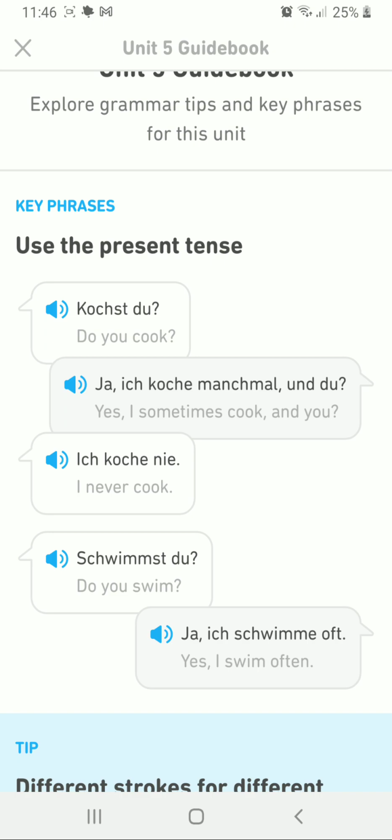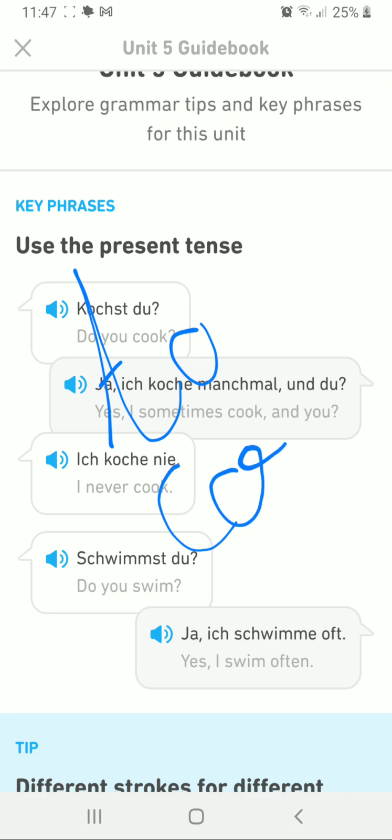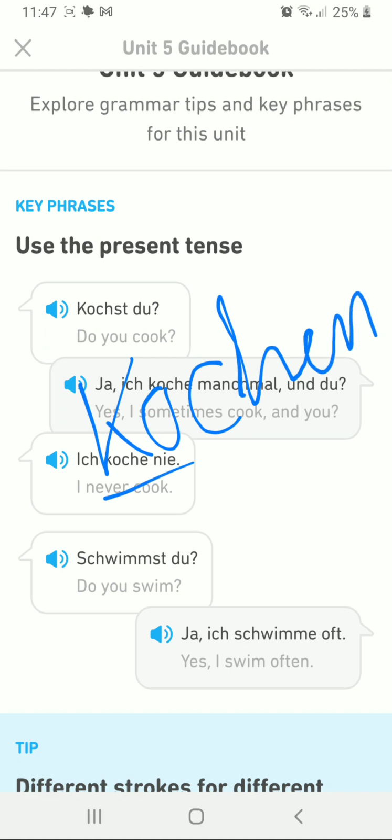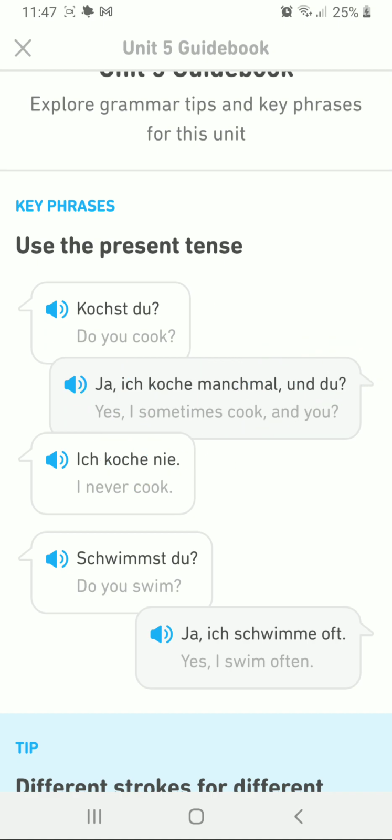Kochst du? It means do you cook? Now we're working with another verb, and that verb, as you may have already guessed, is the verb to cook. And to say the infinitive verb in German, to cook, it is kochen. Yeah, kochen.